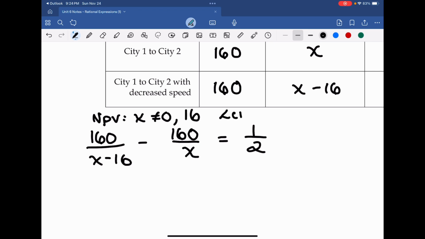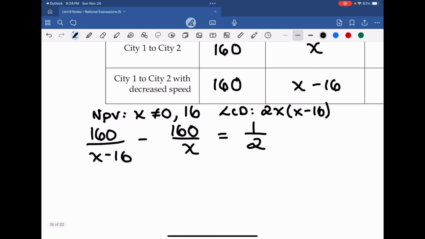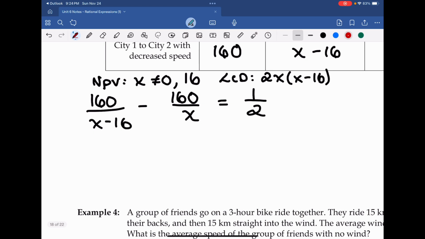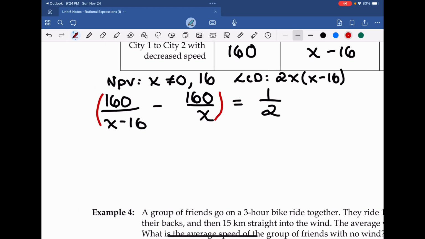The other thing we want to do is write our LCD, or what we multiply both sides by. Remember, it's the product of all the unique denominators. So we're going to go 2 times x minus 16. We take one of each of these unique factors and make the product of them. Now, what does this mean we do from here?